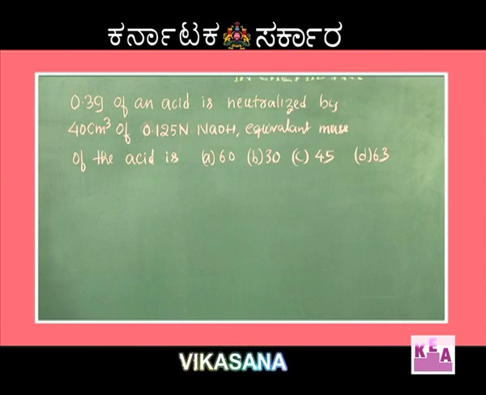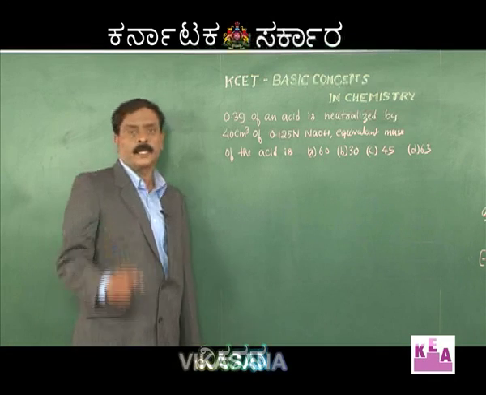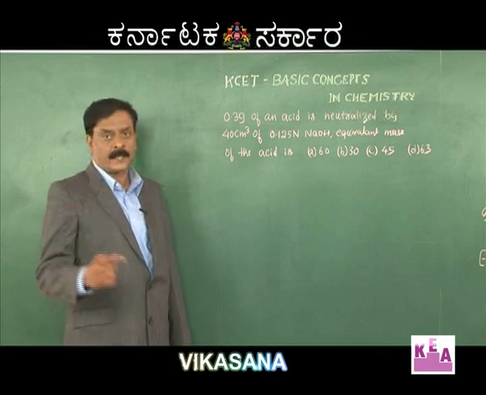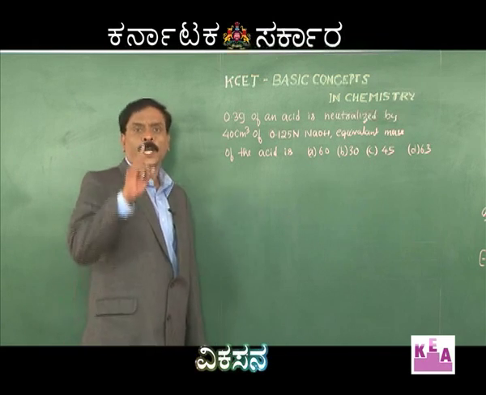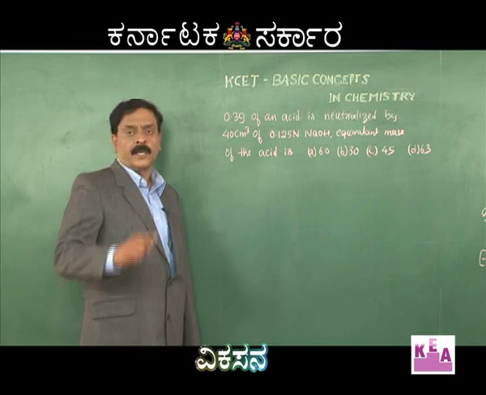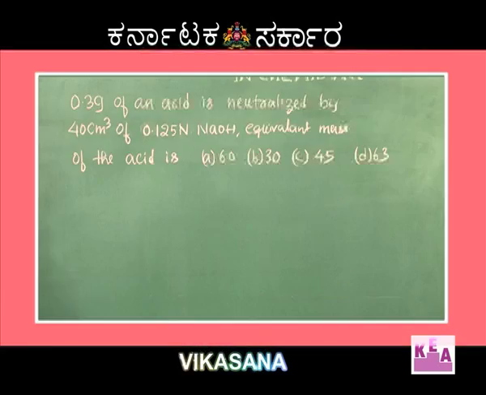Question: 0.3 grams of an acid is neutralized by 40 cm cube of 0.125 normal NaOH. Equivalent mass of the acid is option A 60, option B 30, option C 45, option D 63. Students, here you should note that whenever two substances react, they react in the ratio of their equivalent masses. One equivalent mass of substance A will react with one equivalent mass of substance B.